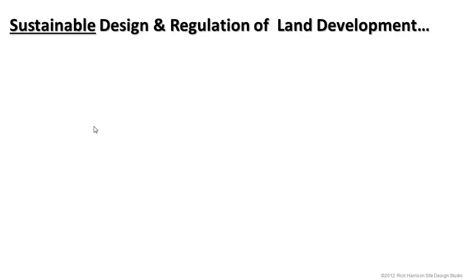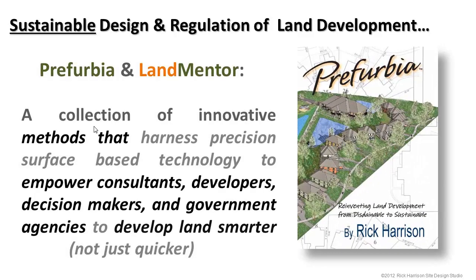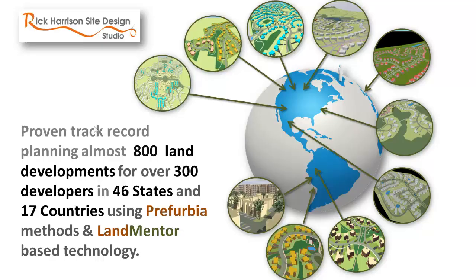So we started 23 years ago looking at it and saying, okay, we've got the technology, why don't we start working on the methods? A collection of methods today is called Profurbia. LandMentor is the vehicle to teach Profurbia methods and also to provide the technology to create a better world. In 23 years, we've done 800 developments for over 300 contracted developers in 46 states and 17 countries.